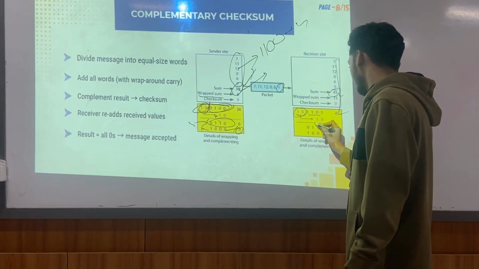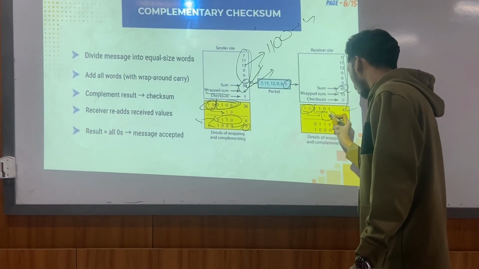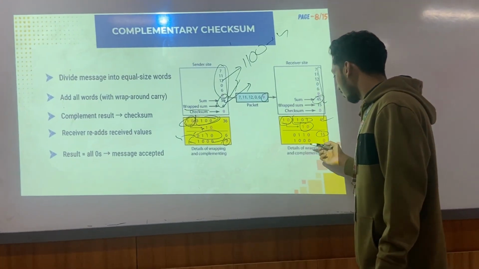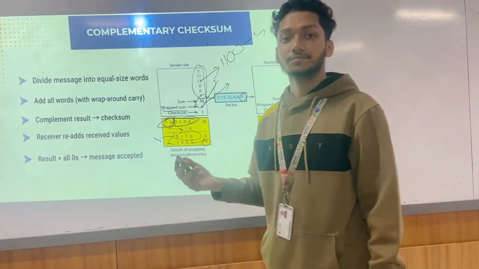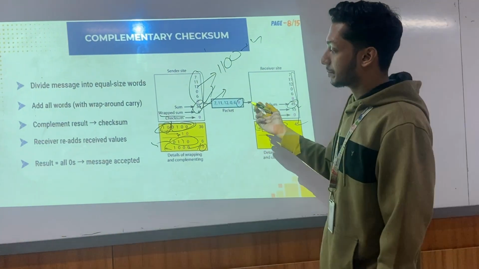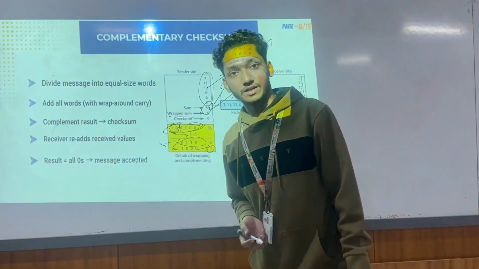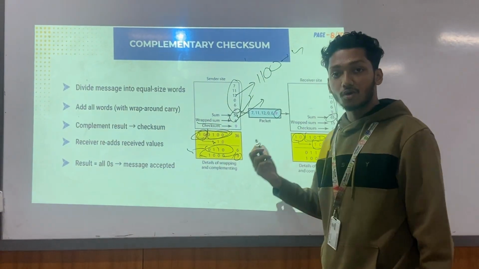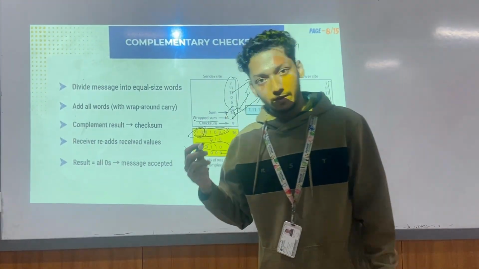The first 2 bits are added to the 4 bits and become 15. If we complement it, we get our checksum. If the checksum is 0, then the message is not corrupted. If the checksum is not 0, then the message is corrupted.